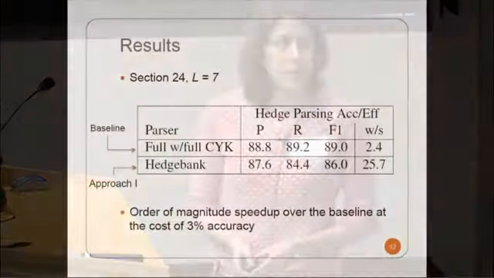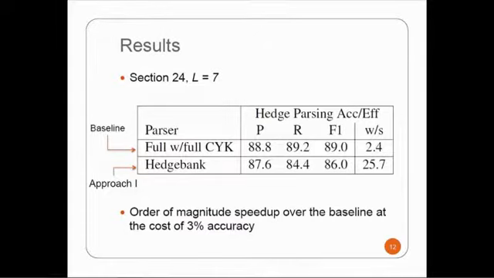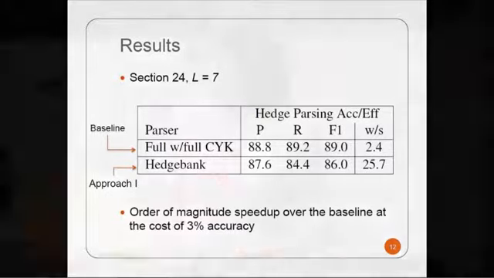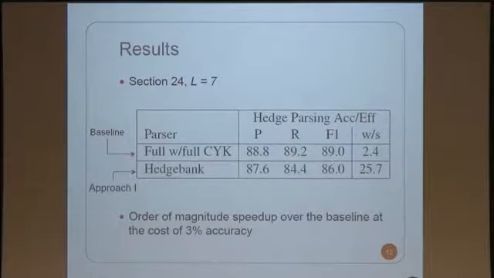These are the results of parsing the development set, section 24, for L equal to 7. You can see that we get an order of magnitude speed up when we parse using the hedge bank grammar as opposed to parsing with a full CYK grammar, at the cost of 3% of accuracy.